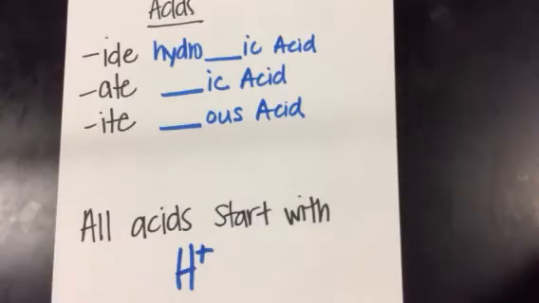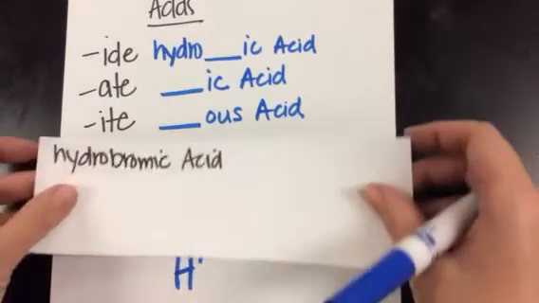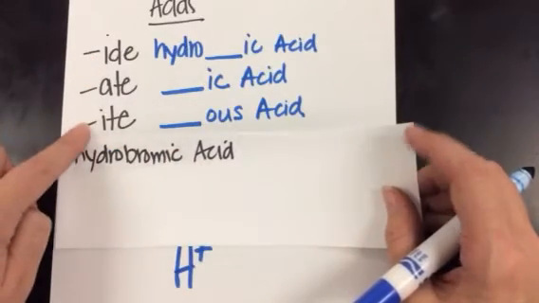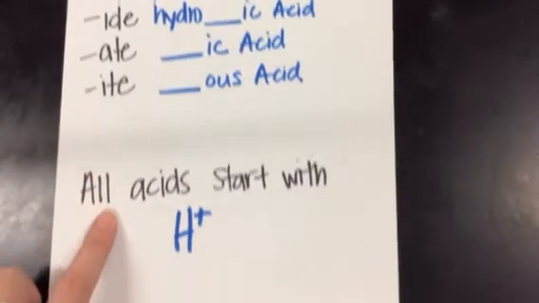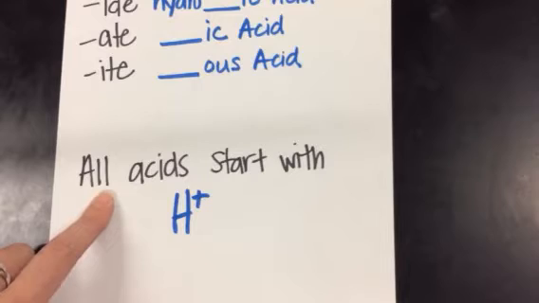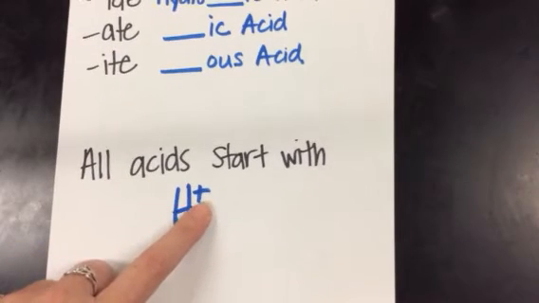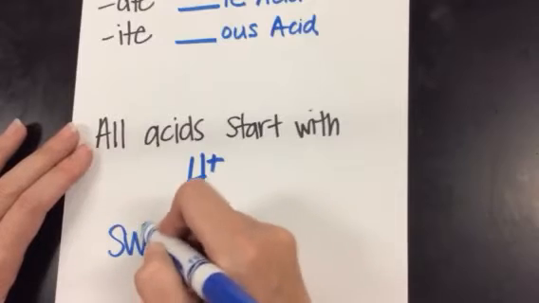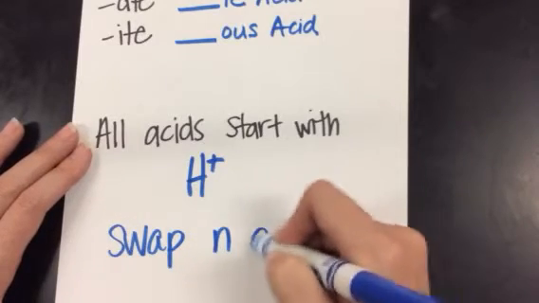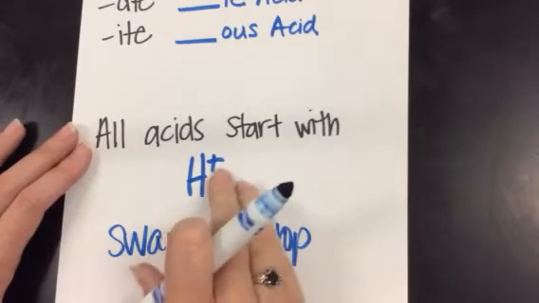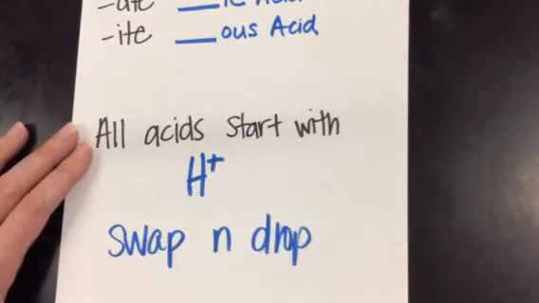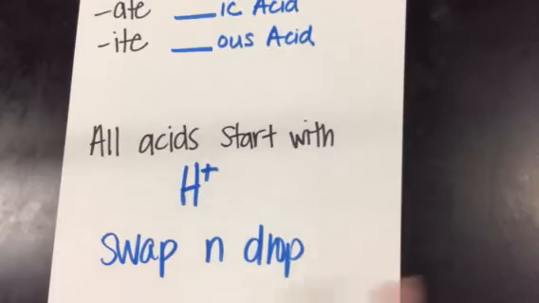If you have the opposite and we have the name and we need to write the formula, we're going to use these rules up here. And then we also need to remember that all acids are going to start with hydrogen. So hydrogen has a +1 charge. The last thing that you need to remember is we're going to swap and drop. So we have a plus charge, we're going to have a minus charge for your anion, and we're going to swap and drop those charges.